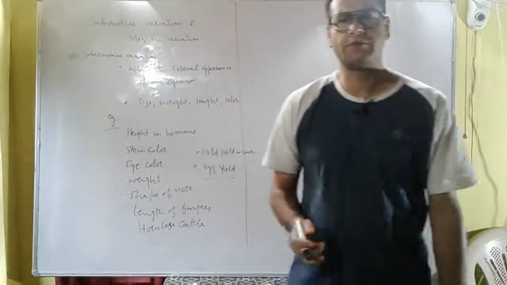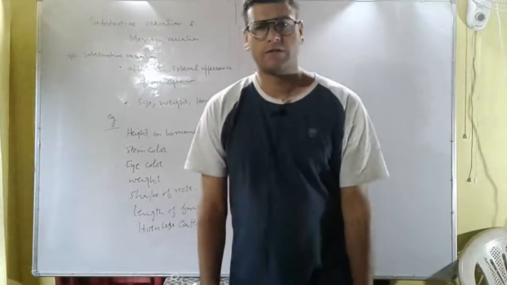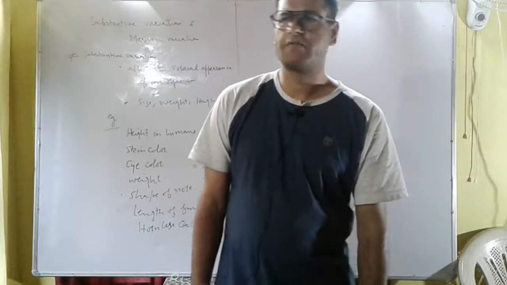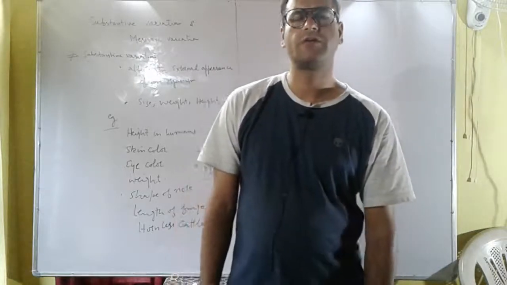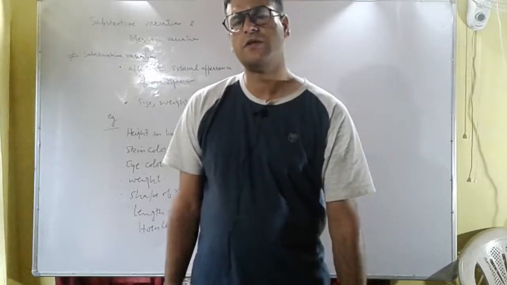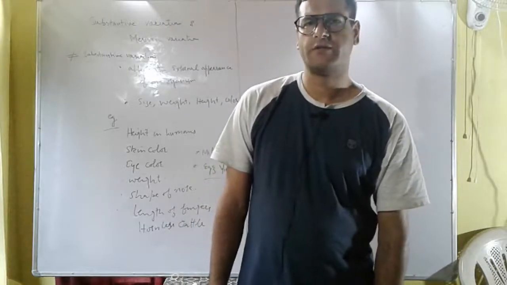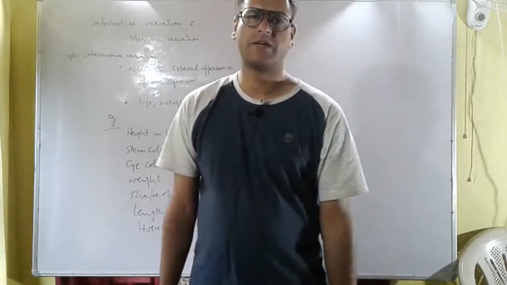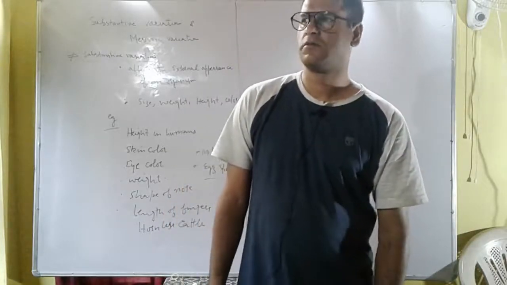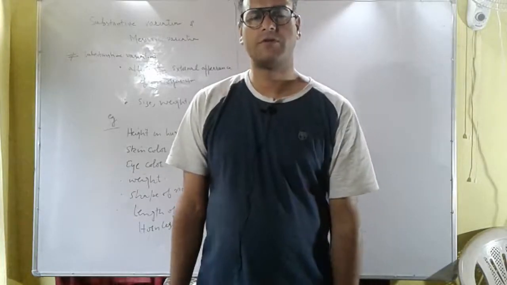Substantive variation is that type of variation which influences the external appearance of an organism. It affects the size, height, weight, and color of an organism. For example, height in humans, weight in humans, eye color, skin color, or hornless cattle are examples of substantive variation. Milk yield in cows or egg yield are also examples of substantive variation.